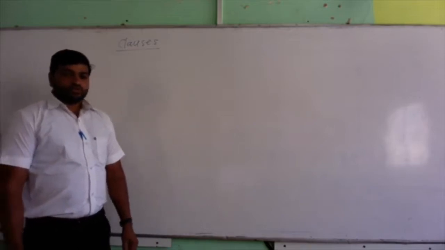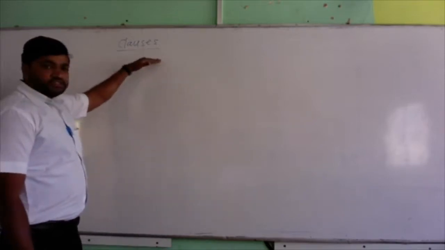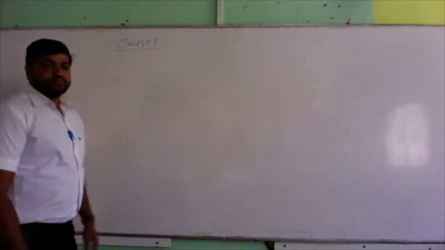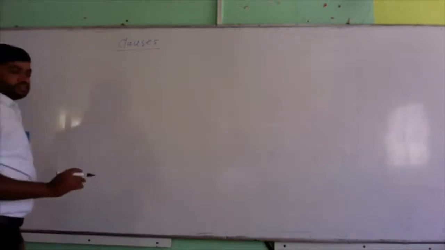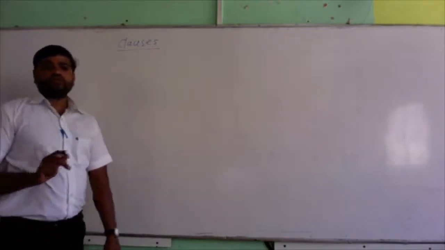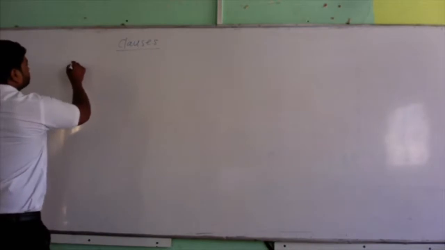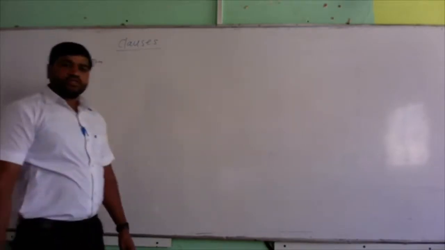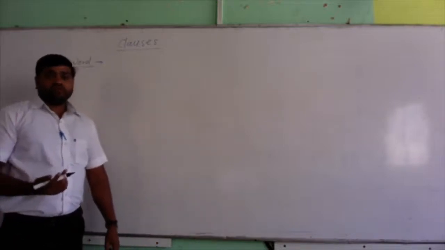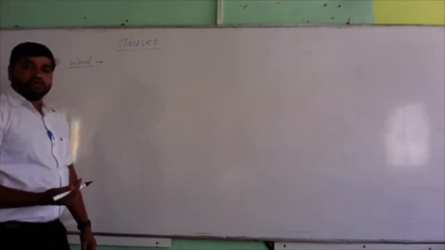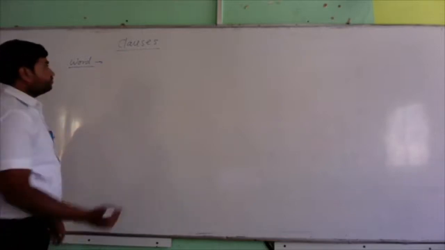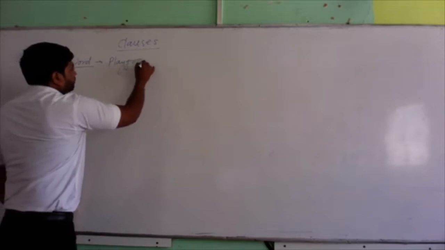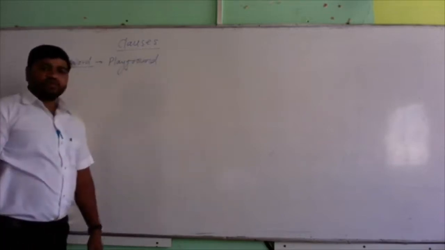Okay. So students, before starting clauses, we should study stepwise. So the first step of clauses, the smallest unit of the clause, is the word. First we start with the word. Okay, students, as you know, a group of letters is called a word. So first we can take any word. Suppose we take the word playground.